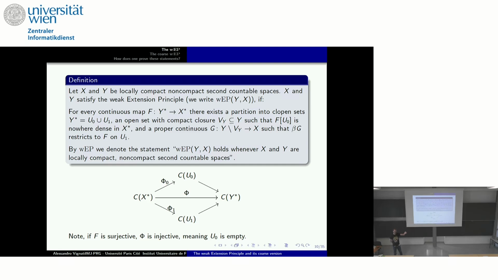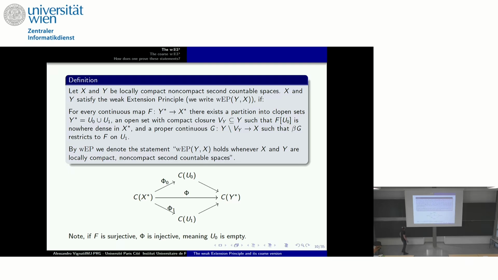This is the open interval 0, 1. It's an open subset with compact closure. And then I have the same, right? I have that phi 0 has large kernel, so F restricted to U0 is small. And phi 1 is trivial. But in the domain of G, I remove this noise, this compact set that would basically forbid me from having continuous maps. So I have a proper continuous function G from Y minus the noise to X, such that beta of G restricts to F on U1. And I'm going to say that WEP holds if WEP holds for all pairs of spaces.